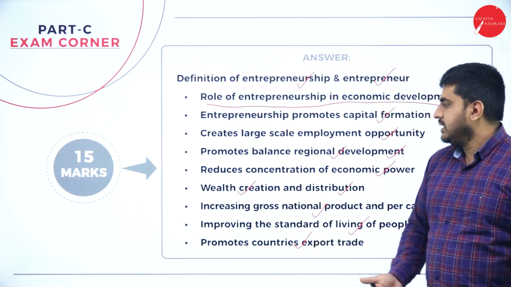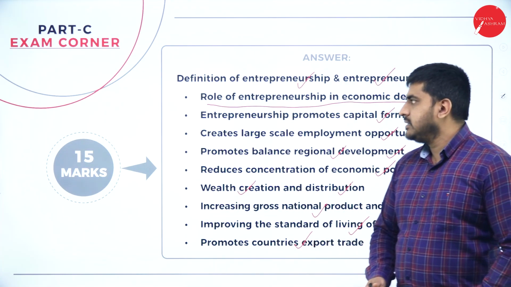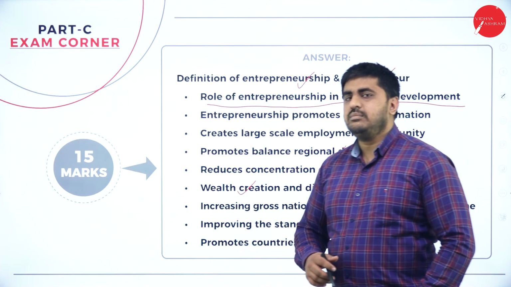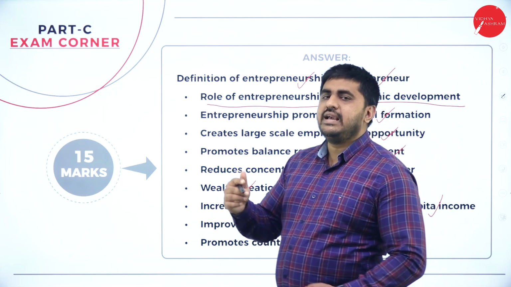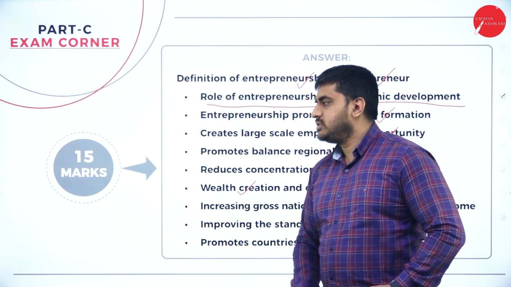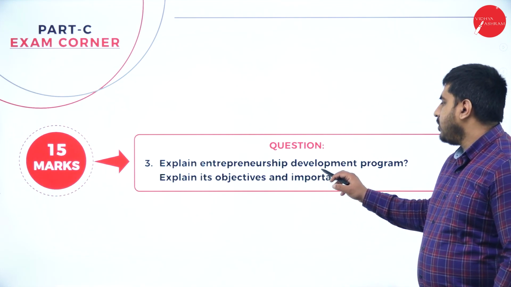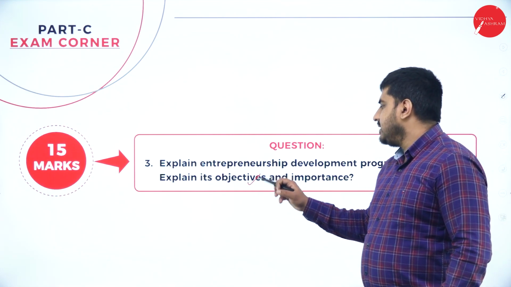So these are the things. When you are writing these things, you make sure you write for 3 sides in your answer booklet. That is the meaning. So you write the point and explain it as I have given in notes. So next, third question: explain entrepreneurship development program, explain its objectives and importance.